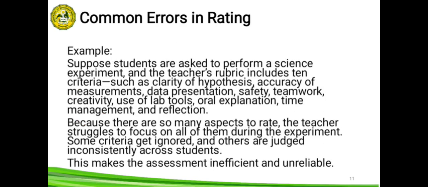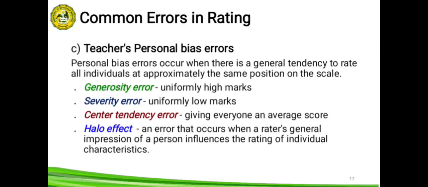This example shows what happens when teachers use too many criteria in one rubric. The teacher becomes overwhelmed, cannot focus properly, and ends up grading inconsistently. That's why when we create rubrics, we should limit the number of criteria to the most important ones, about 3 to 5 clear and organized items, to make the assessment reliable and fair.